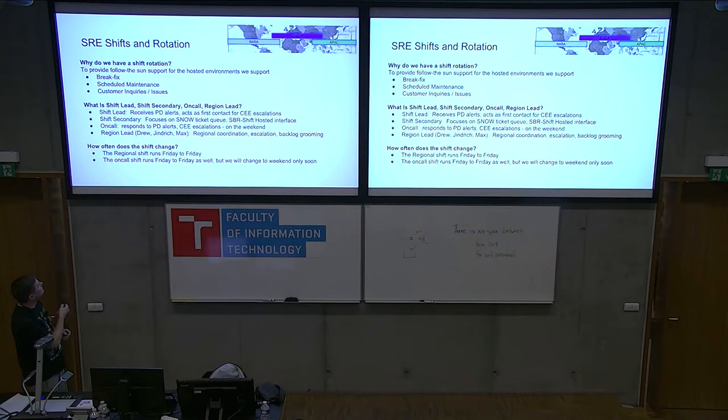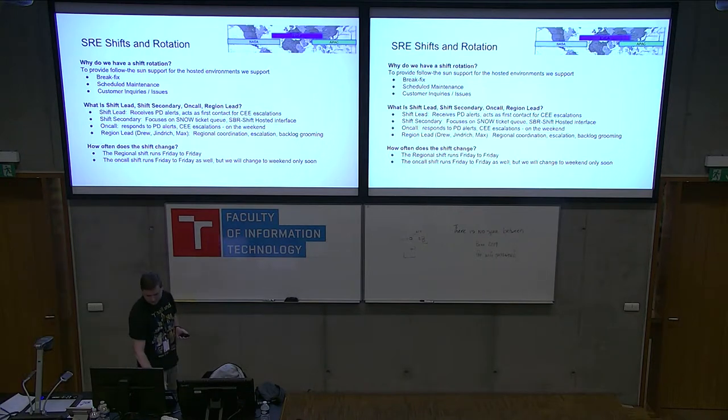The shift secondary is the other SRE at the time who is handling, let's say, the incident queue. And also he's interacting with the second level support to resolve issues. The reason why we have two of these people is that if the shift lead, I don't know, is in a restroom or something, he cannot take the alerts, so the secondary can take over, right? Then we have the on-call person. If anything fails from these two, there is on-call, and there is a region lead who is supposed to be either coordinating the effort, if it's non-trivial, or doing the root cause analysis of issues, so the issue wouldn't happen again with the same root cause.